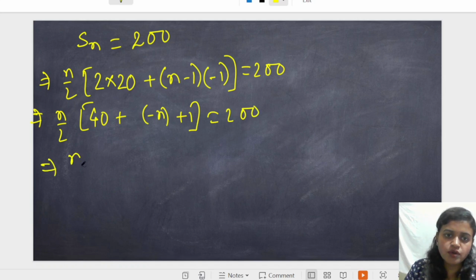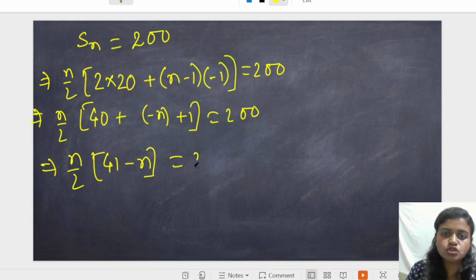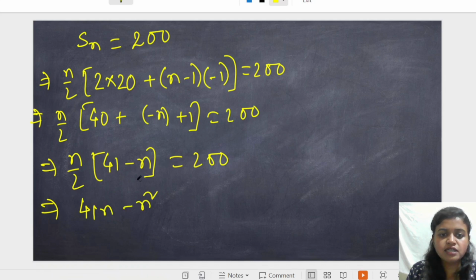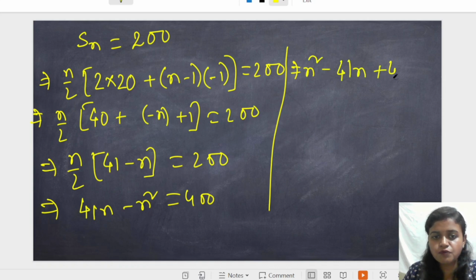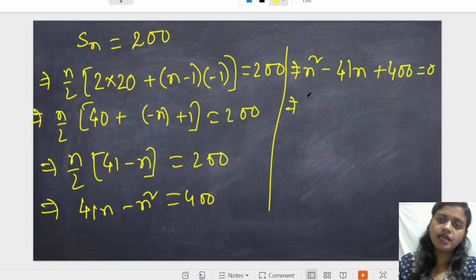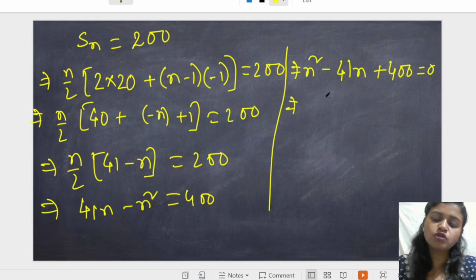So n by 2, 40 plus 1 is 41, minus n equals 200. So n into 41 is 41n, and n into minus n is minus n square, and these two multiplied give 400. Okay. So now we'll arrange this: n square minus 41n plus 400 equals 0. So you have to follow the middle term process.